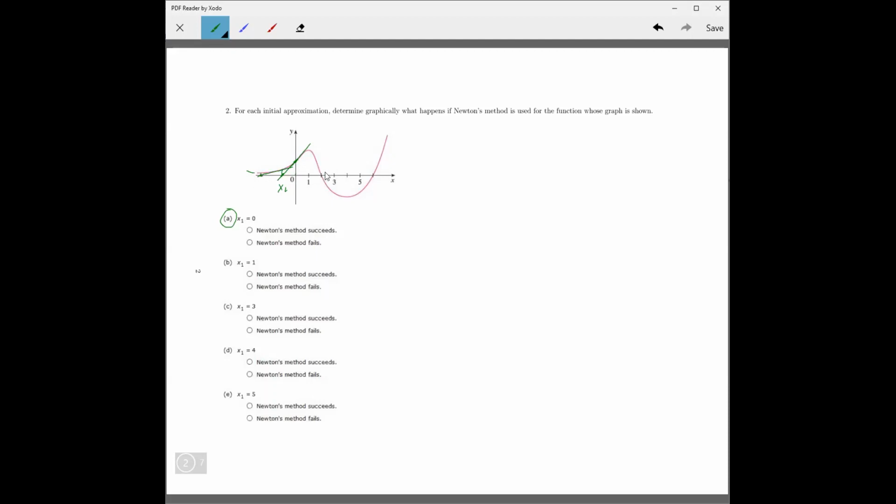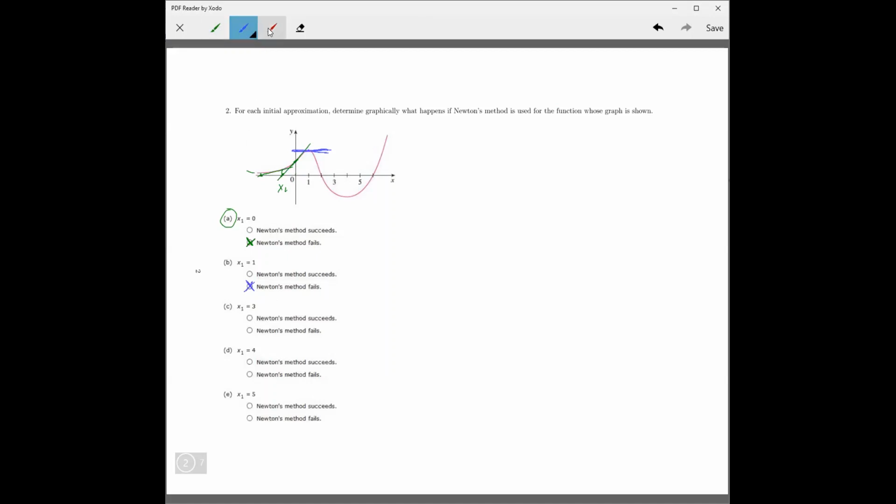So it's not even going to ever come back to either the 2 or the 6. So then this would fail. Okay, so that failed that time. Okay, so x1 equals 1, and that's right here. This is the horizontal tangent. That's going to fail because it's not going to intersect the x-axis. Doesn't look like it intersects the x-axis anywhere.